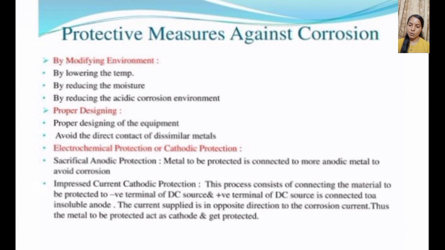Impressed current cathodic protection. This process consists of connecting the material to be protected to the negative terminal of a DC source, and the positive terminal of the DC source is connected to an insoluble anode. The current supply is in the opposite direction to the corrosion current. Thus the metal to be protected acts as a cathode and gets protected.